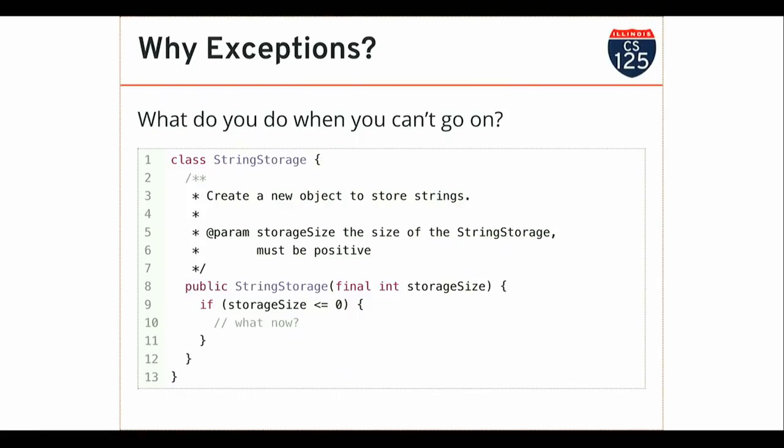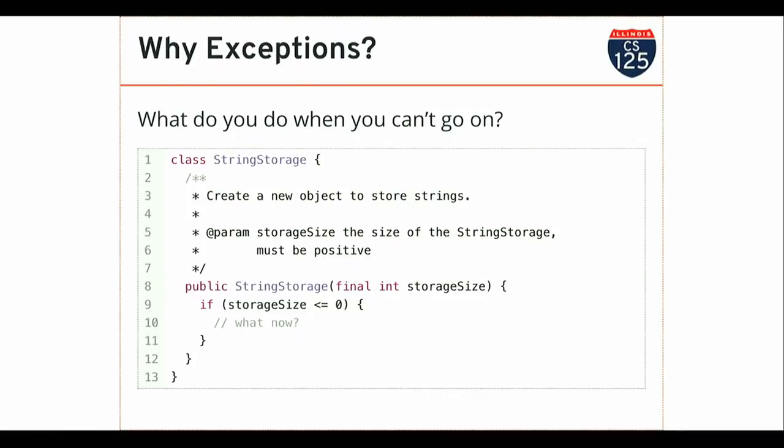What if I pass an argument that's either zero or negative to this constructor? There's no way in Java to actually ensure that this constructor can never be called with that argument, but if I get an invalid argument, particularly in a constructor, it's a little confusing about what I'm supposed to do. Partly because, as a reminder, a constructor always has to return an object. So there's no way to return null here, and that might not be the right thing to do anyway.